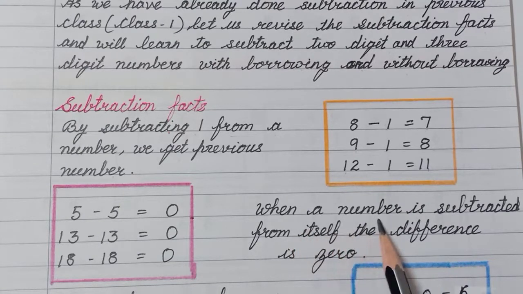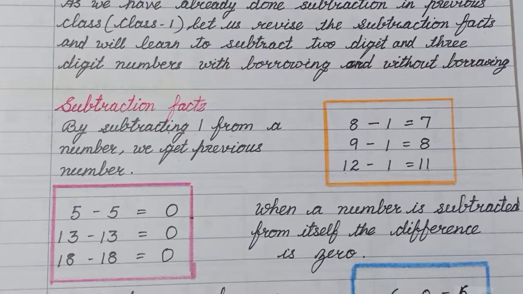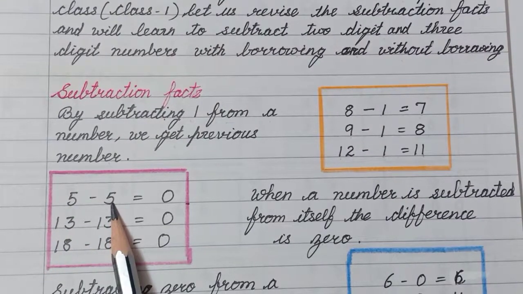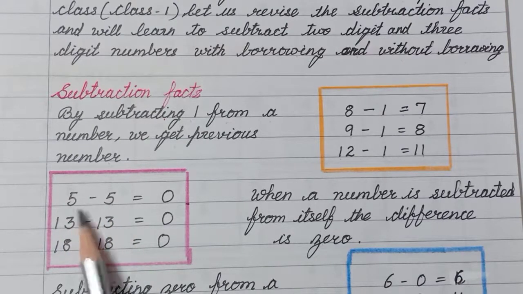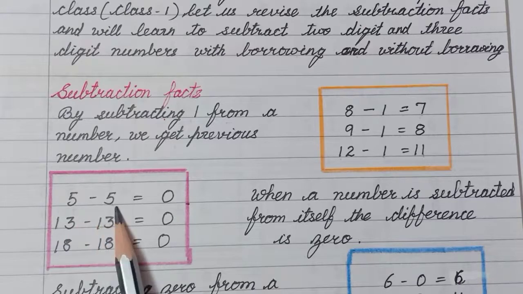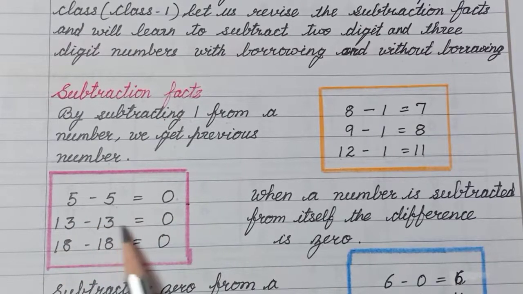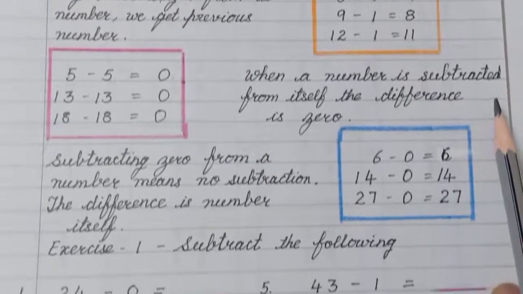When a number is subtracted from itself, the difference is 0. For example, 5 minus 5, the number is subtracted from itself. Both the numbers are same. 5 minus 5 is 0. 13 minus 13 is 0. 18 minus 18 is equal to 0.